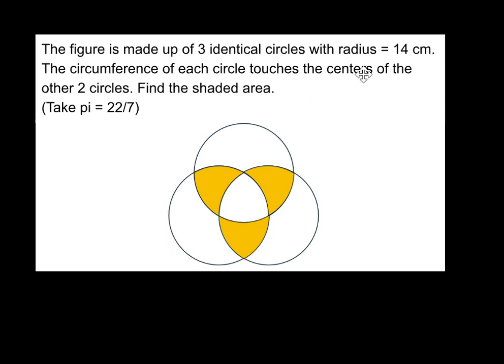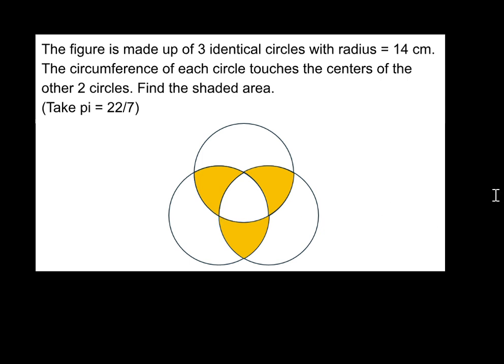Okay, the radius is 14 cm, which means that from the center here to the circumference is 14 cm. The question says that the circumference of each circle touches the center of the other two circles. So it touches the center, touches the center, touches the center. So it also means that the distance between center and center is 14 centimeters as well.